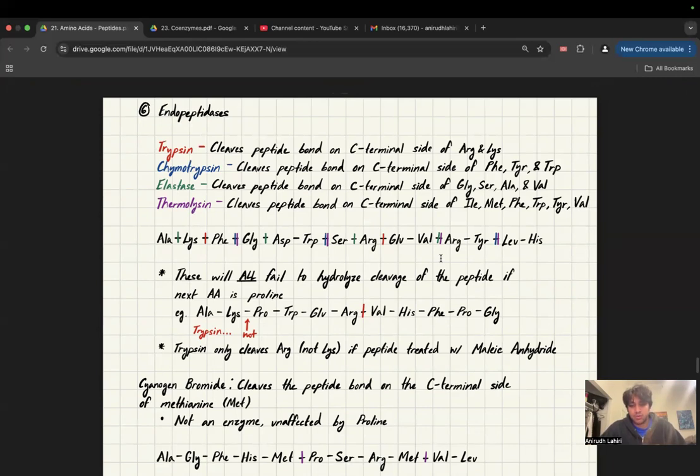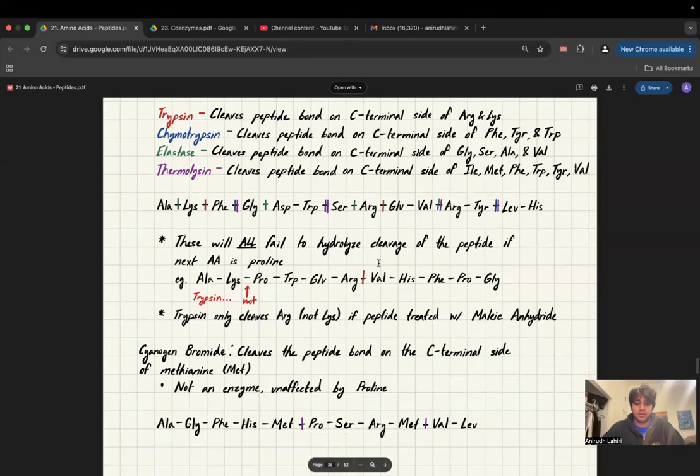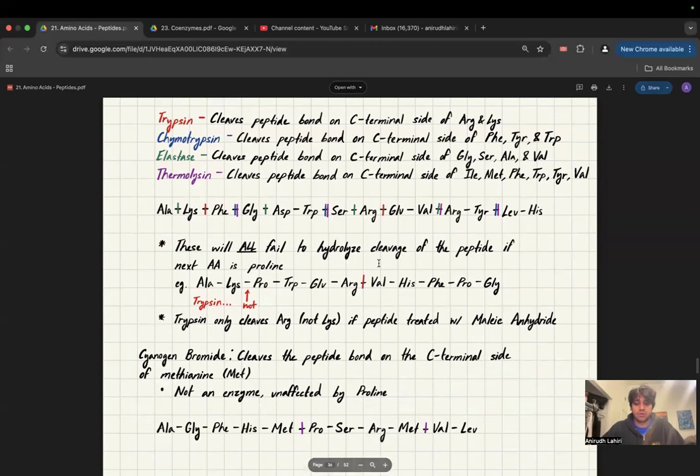But anyway, the important thing to call out here is these are all enzymes. They all cleave on the C-terminal side. This is not an enzyme, which means it's unaffected by proline. What I mean by that is if proline is C-terminal to any of these, it will not cleave for enzymes specifically, because enzymes have a particular 3D orientation in this pocket that they have to bind in. So proline disrupts that, and we'll get issues with those. Those issues are just clever questions that professors can ask on tests, unfortunately. Cyanogen bromide cleaves the peptide, but it's not an enzyme, so it's not affected by proline.